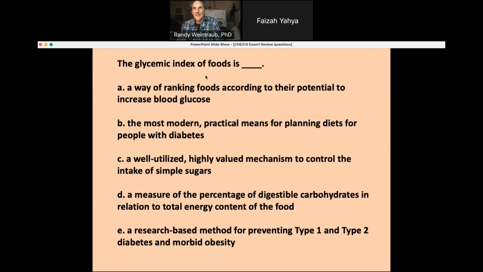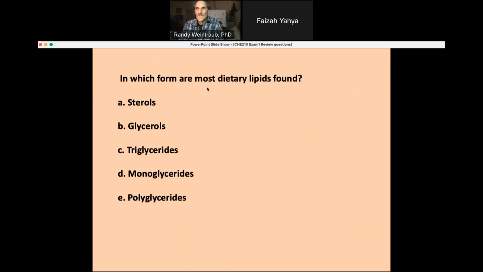Glycemic index, we'll talk about this in chapter 4, but this is a way to rank foods in the way, how quickly does the glucose from the foods get into the bloodstream. The potential to increase blood glucose, that's the glycemic index of a food. So this is just looking ahead a little bit.